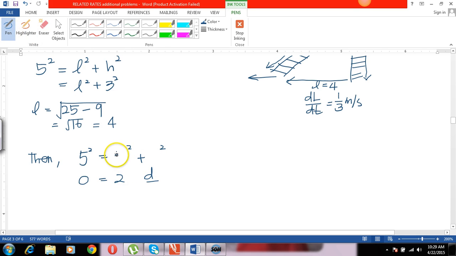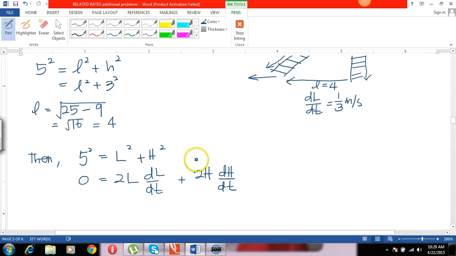Okay, we have L squared plus H squared. So, sorry, differentiating L squared, we get 2L dL over dt, plus differentiating H squared, we get 2H dH over dt.